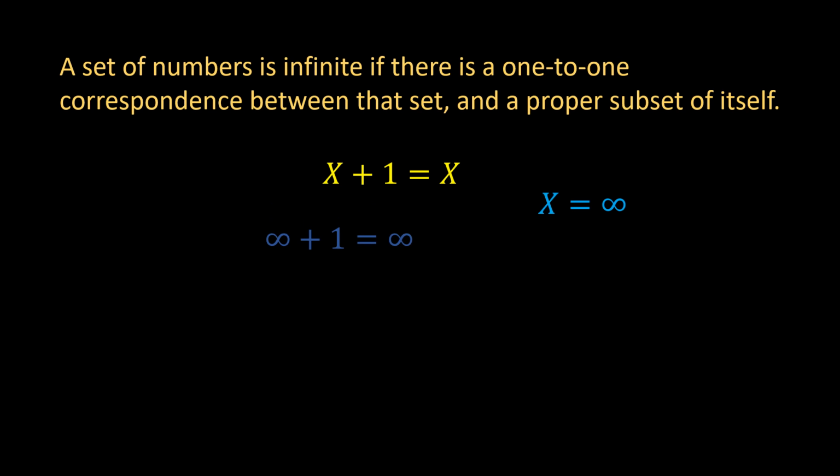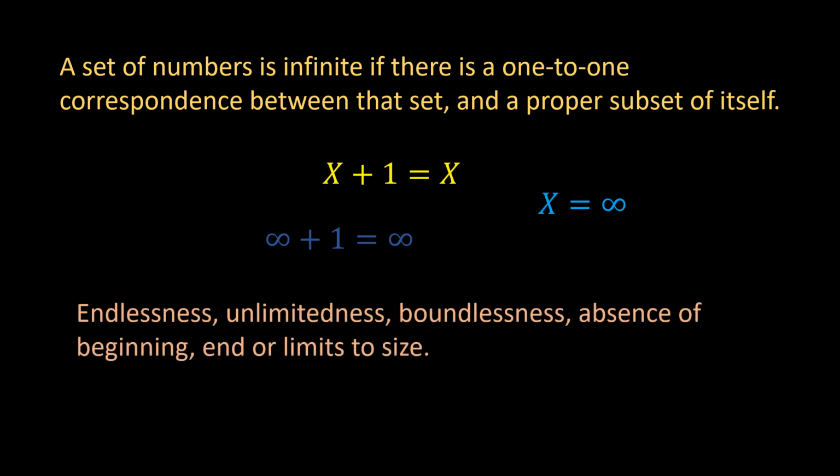The dictionary defines infinity as endlessness, unlimitedness, boundlessness, absence of beginning, and or limit to size. This definition does not treat infinity as a number, but rather as an idea of something unreachable. As a result, infinity cannot be acted upon by mathematical operators, and therefore, things such as n times infinity, infinity plus 1 are meaningless.